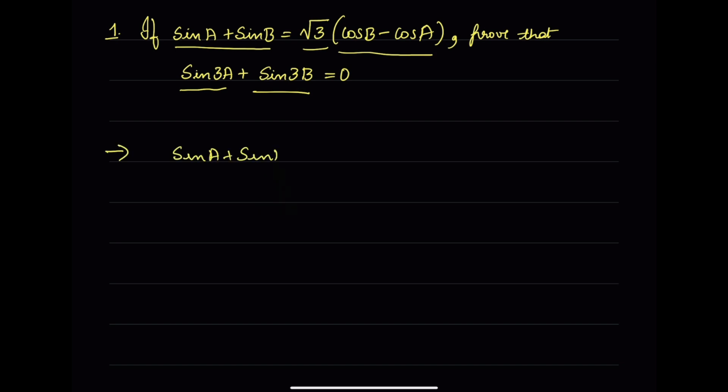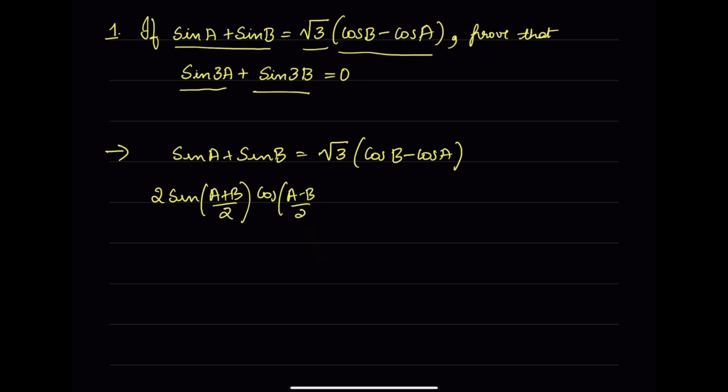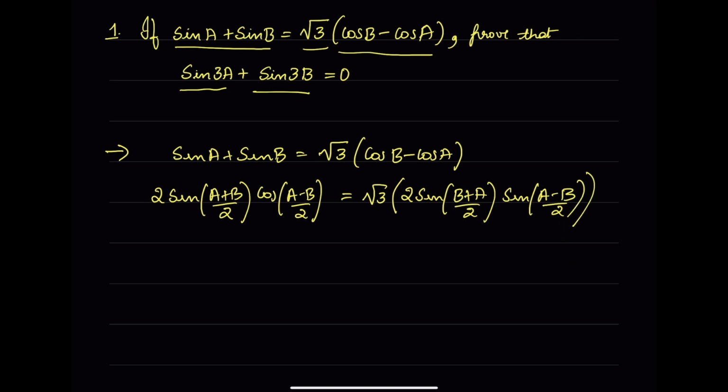So sin A plus sin B is equal to square root of 3 times cos B minus cos A. I'm going to apply the sin C plus sin D formula here, which is 2 sin of C plus D by 2 cos of C minus D by 2. So in this case it is sin of A plus B by 2 and cos of A minus B by 2, which is equal to square root of 3 times. So this is cos C minus cos D, which is 2 sin of C plus D by 2 and sin of D minus C by 2. So this is sin of B plus A by 2 and sin of A minus B by 2.